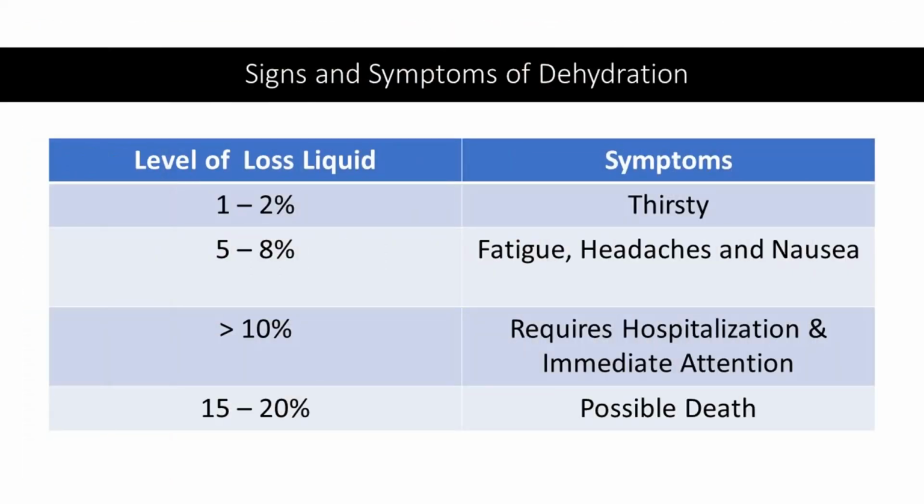This slide shows the signs and symptoms of dehydration on the human body. When the body loses water for about 1 to 2%, the human may feel thirsty. Fatigue, headache, and nausea are experienced by a person when he or she loses about 5 to 8% of body fluid. More than 10% of body fluid loss requires immediate attention in the hospital. A person could die whenever the body loses about 15 to 20% of water.